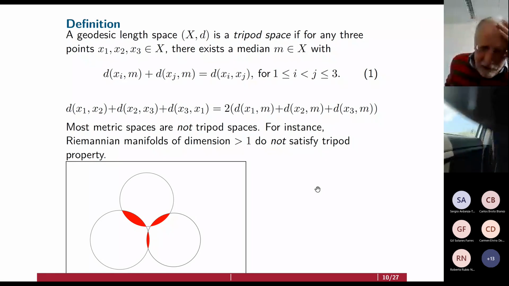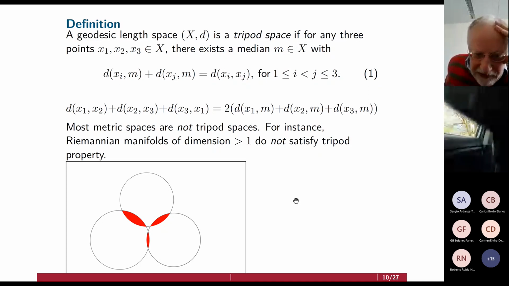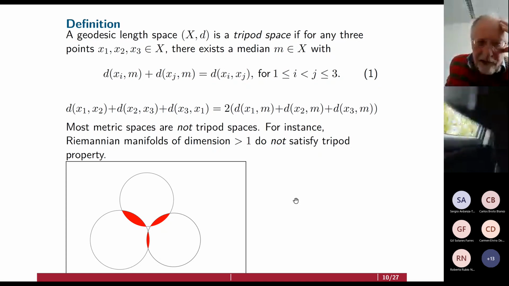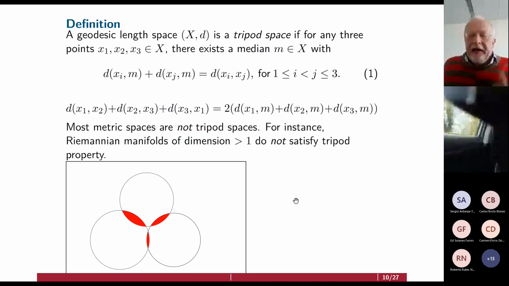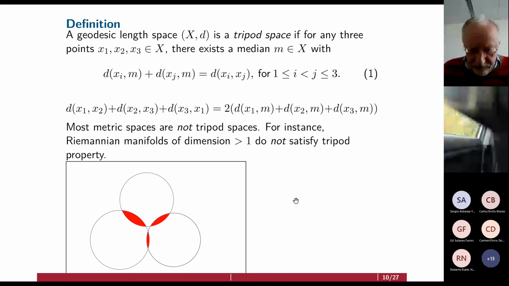But of course, you will directly notice that in general, metric spaces are not tripod spaces. For instance, if you have a Riemannian manifold of non-trivial dimension, then it will not satisfy the tripod property, as you see in this picture here. So the balls intersect pairwise. So medians or midpoints between 2 points are not a problem, but nevertheless, there is no triple intersection, so you don't find a median. That is, of course, a picture in the Euclidean plane, but it's similar on other manifolds.